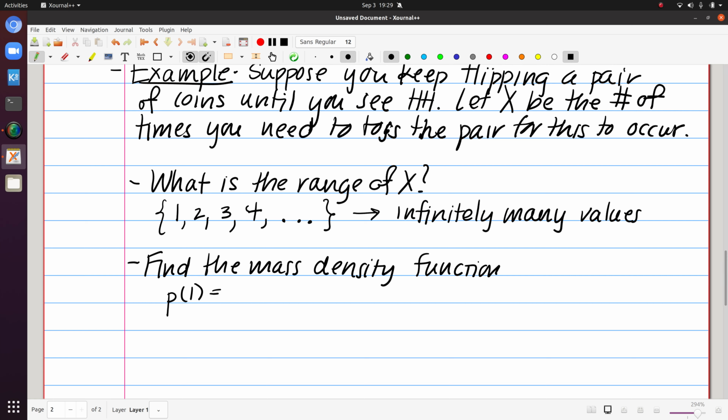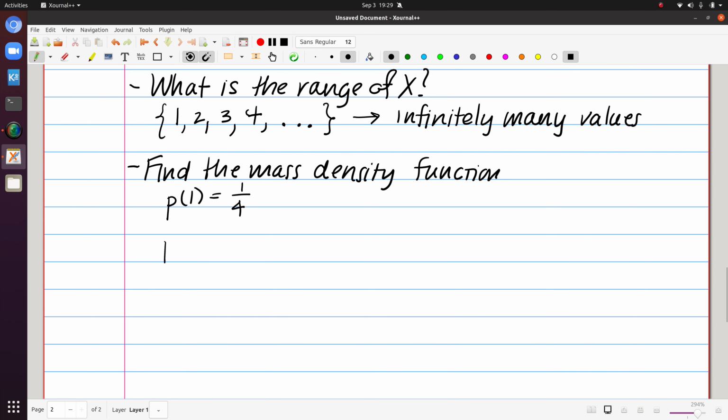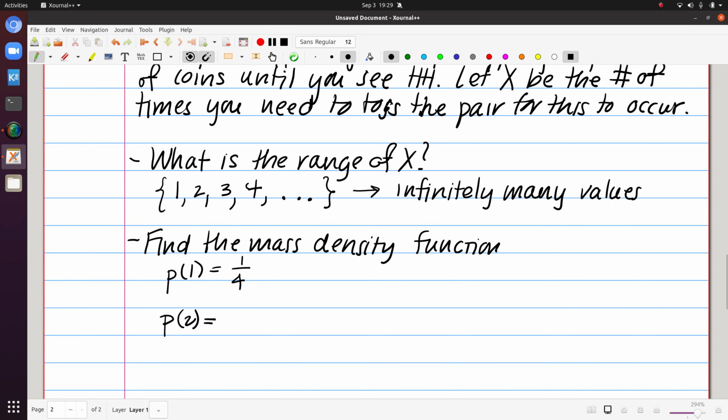Thinking that there are 4 possible outcomes on that toss, the probability that they land heads is 1/4. P of 2 is now asking us to consider the probability that it takes us 2 flips of the fair coins for this to occur. And this means 2 things. This means that on the first flip of those coins, we did not see heads, otherwise we wouldn't have made it to the second one.